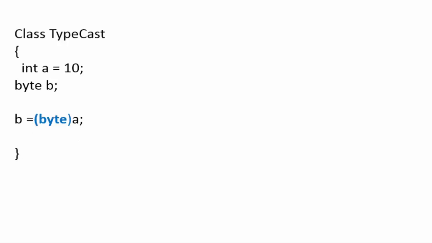So this was about typecasting and variables, initialization of variables as well as final variables.